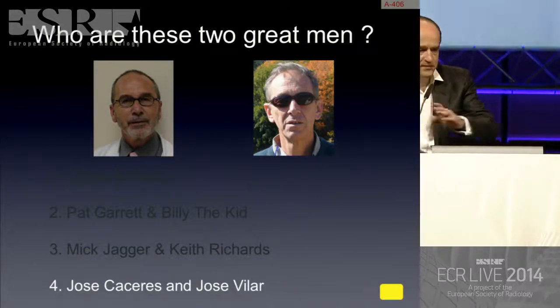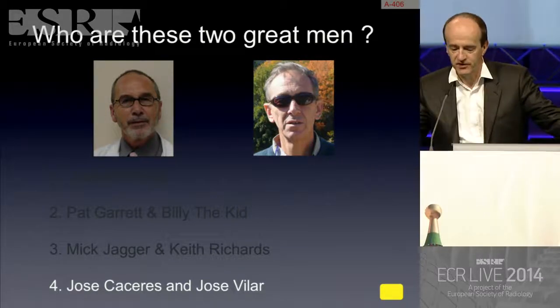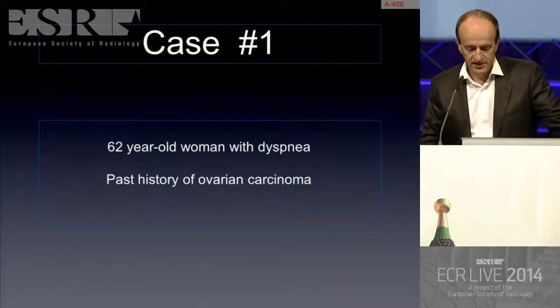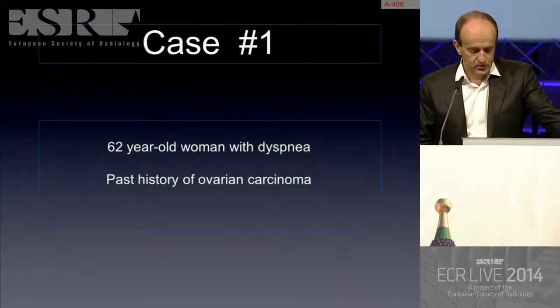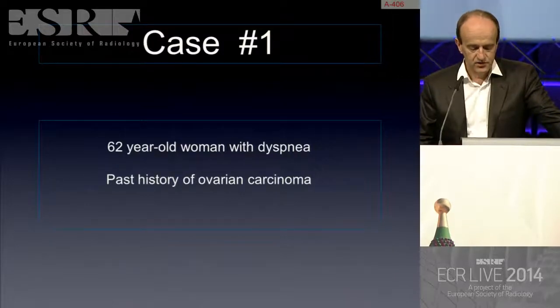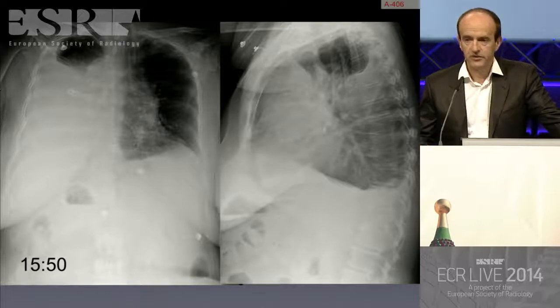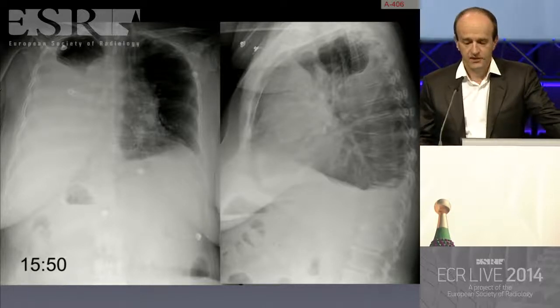Thank you, Nigel. Good afternoon, everybody. It's a privilege to be here and to share the cases with you. So case number 1 is a 62-year-old woman with dyspnea, and she has a past history of ovarian carcinoma. Here are the frontal and lateral chest radiographs.